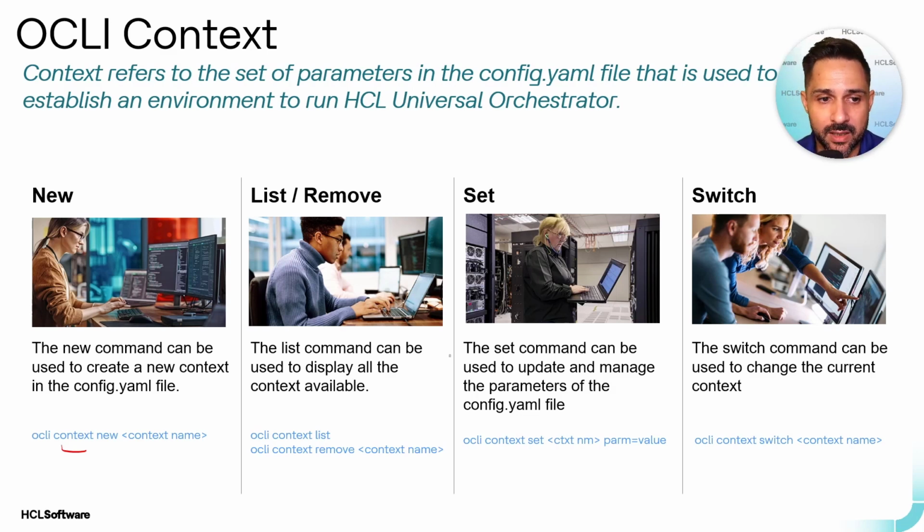So with new, I can start by creating multiple environments. OCLI new workload automation dev, OCLI new workload automation prod. So I have both on the same file, and I am able to list, remove them, and also change parameters all within the OCLI. I could open, of course, config.yaml and change it there, but I can also change parameters within the OCLI and also switch. This is very handy for scripting.